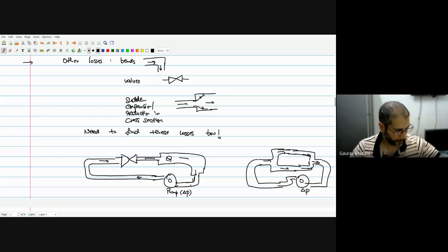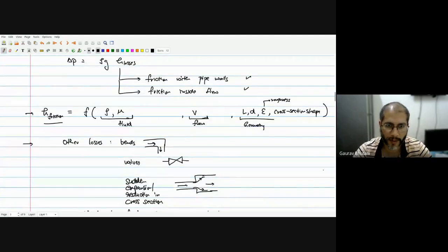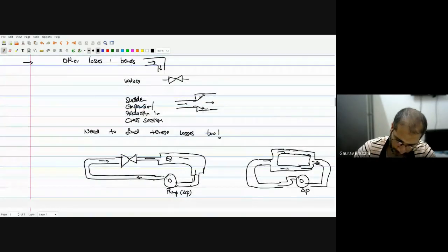All right, so these kinds of problems are what we'll be looking at. We are developing some understanding in all these situations to estimate the friction losses as well as other losses, so that we can finally find out delta P versus Q for these complex systems as well, not just a straight section of a pipe. Right, so how will we develop this approach?